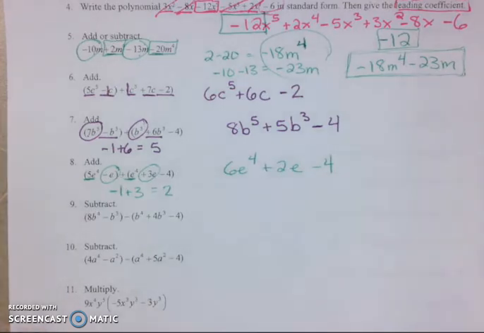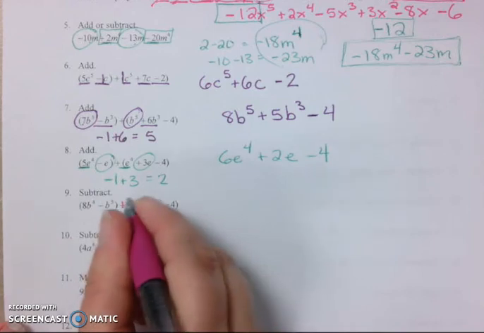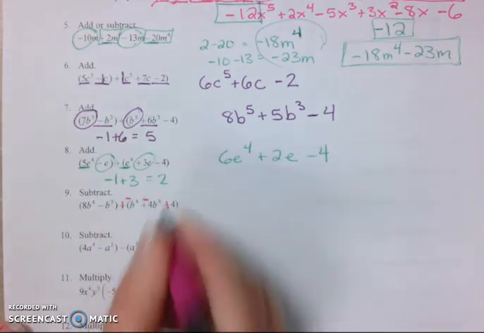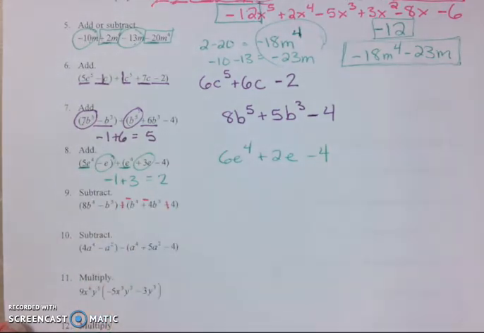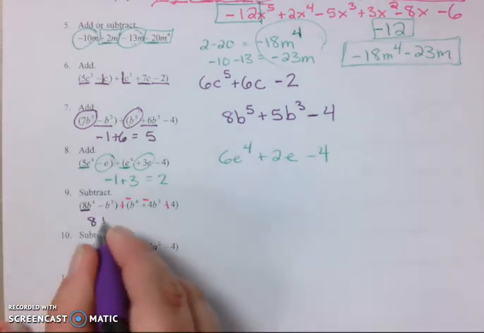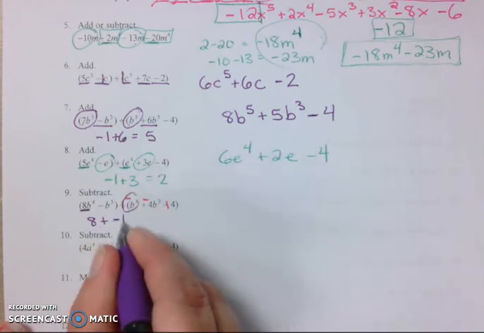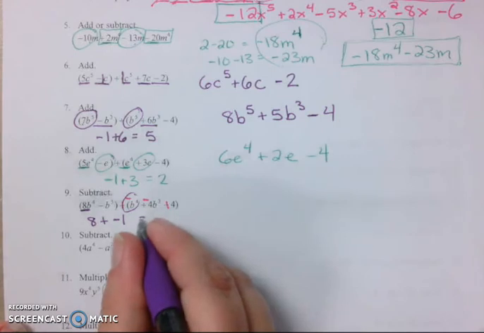And then subtraction. So what I taught you guys is you should change this to addition and change the sign on every number in the second polynomial only. Alright, so I have 8 plus, here's b to the 4, that's negative, so 8 plus negative 1, 8 minus 1 is 7.